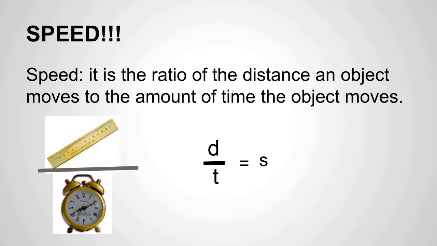Welcome to our discussion on speed and velocity. So speed, what is it? It is the ratio of the distance an object moves to the amount of time the object has been moving. It is literally the distance over time. So we're going to take distance divided by time to come up with a speed.